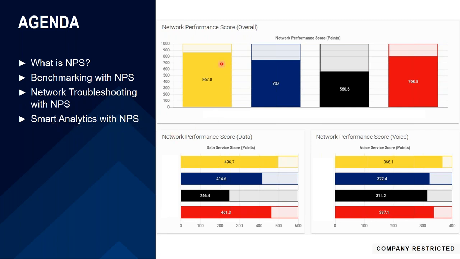This screenshot shows an overview of what MPS is like in general. You can see that MPS is a score with a total of 1,000 points, and with different operators we can see different scores for them. They can be split into data and voice and so on, which I will explain in more detail in the next few slides.